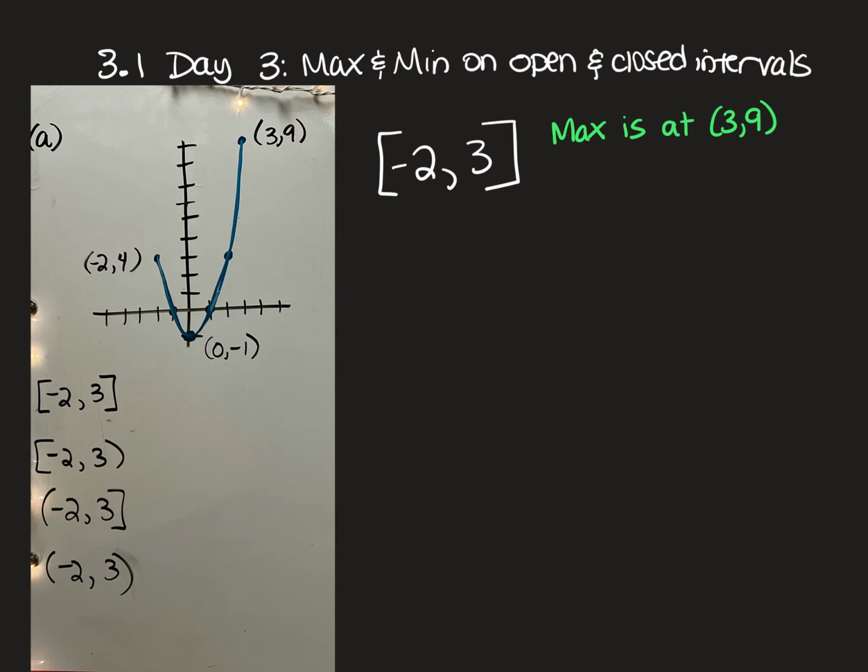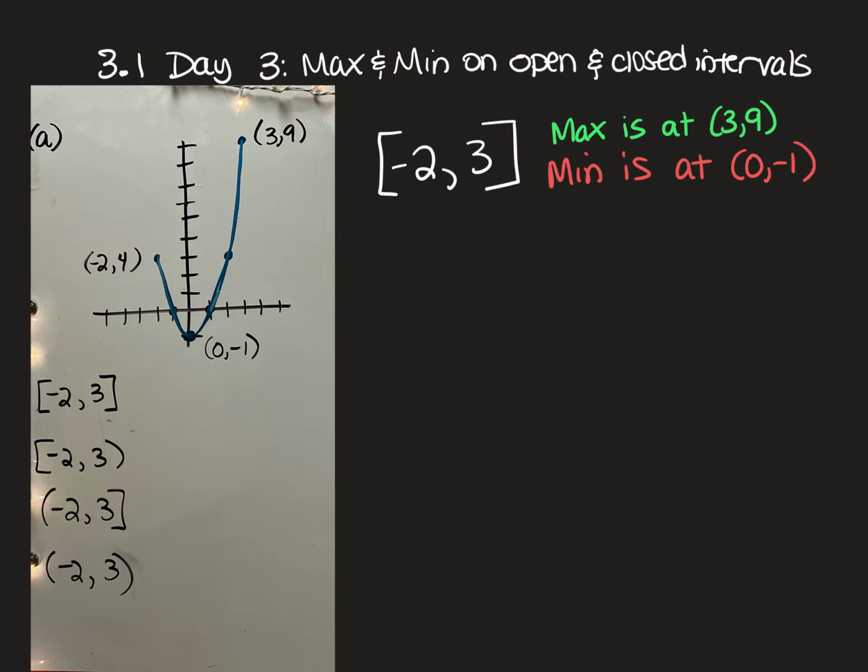Now, our minimum, we're going to look at as the lowest point in that interval. So between -2 and 3, from here to here on the x-axis, we're looking at what's the lowest output, what's our lowest y value. The lowest point on the graph is at -1. So our minimum would be at the point 0, -1.